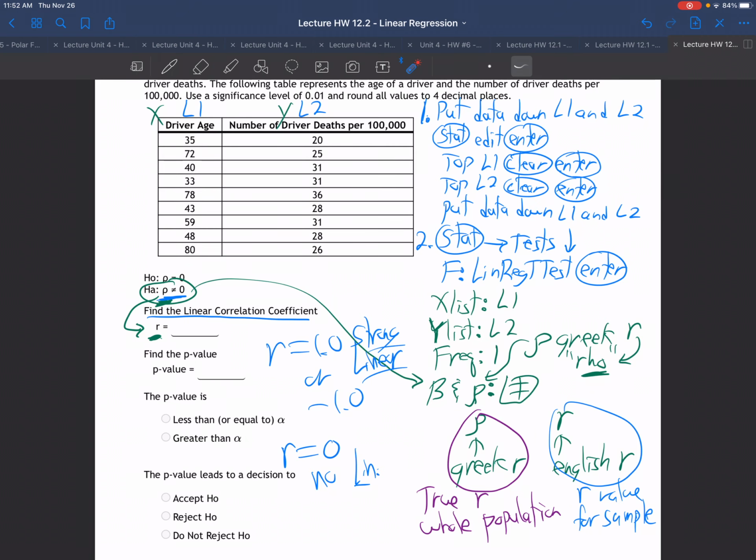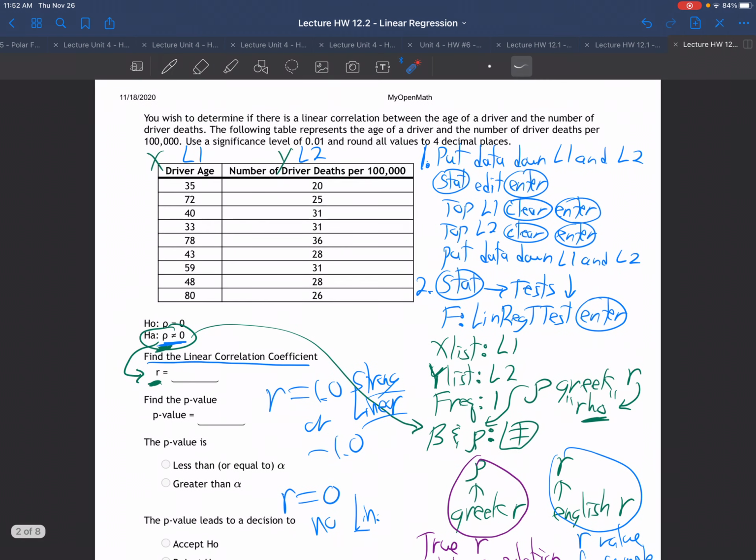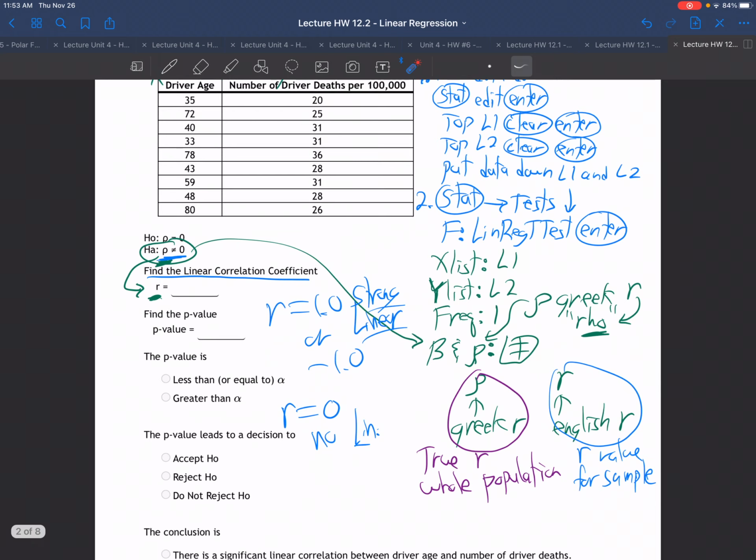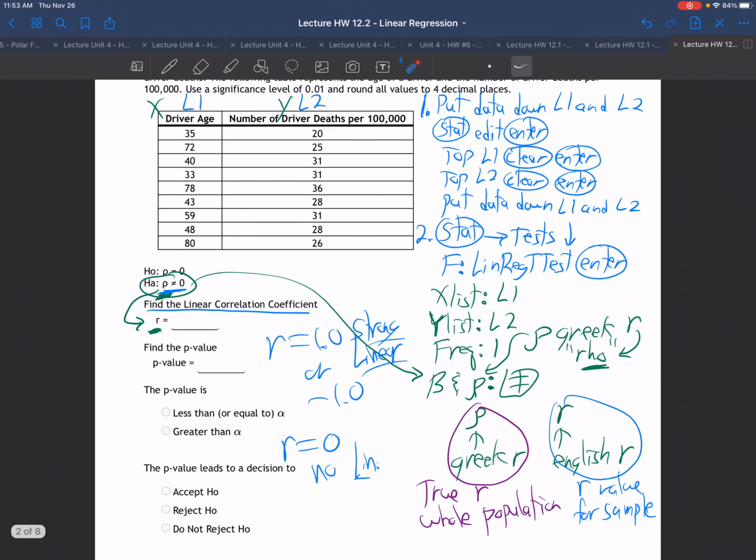But why are we doing that? Because we really want to know about the truth of all drivers, right? We don't just care about these 9 people. We want to know something about all drivers in the world. We're trying to figure out, for everybody who drives in the whole world, is there a connection between driver age and number of deaths? That's really what this is all about. We're using those 9 drivers to figure out something about the whole world. That's always what we're doing in statistics, right?